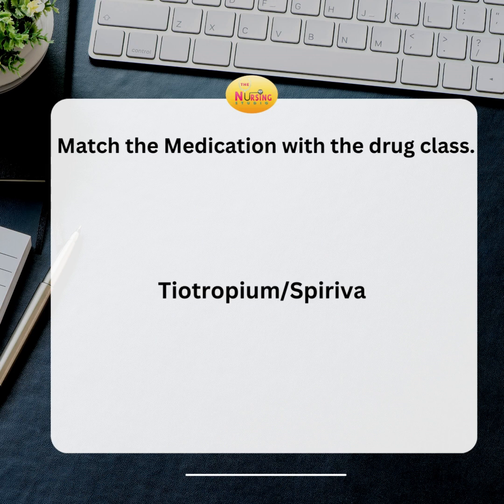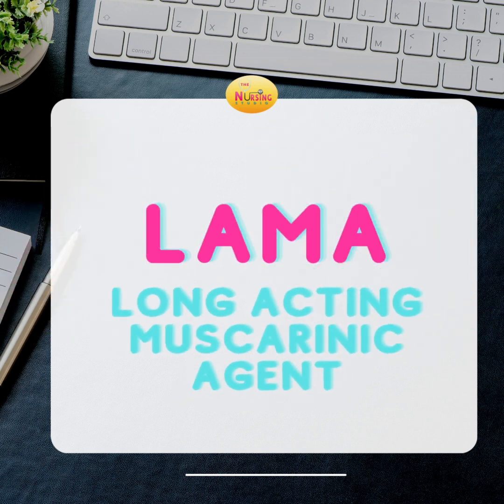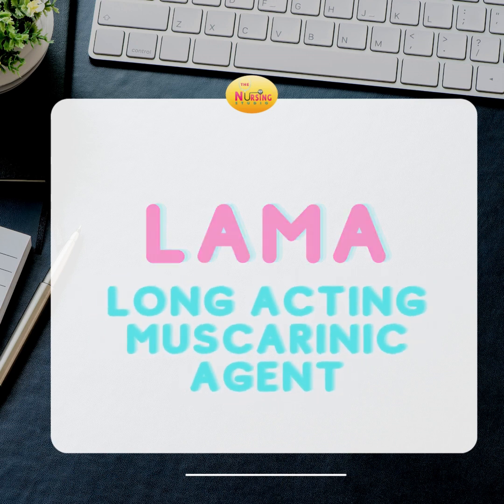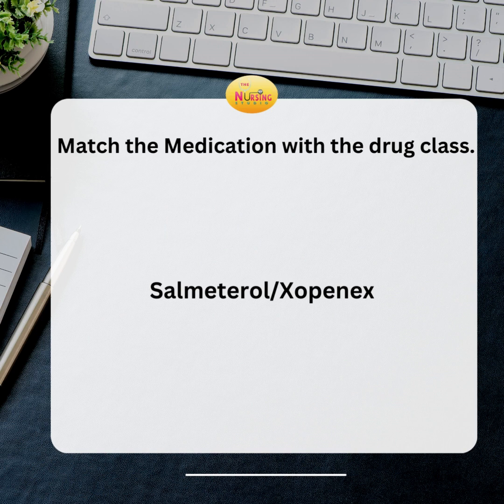All right. How about tiotropium, also known as Spiriva? What you got for that one? What drug class is that? That's a LAMA, right? A long-acting muscarinic agent or antagonist. How about salmeterol, also known as Serevent? What drug class do you have for this one? Tell me what you got in the comments. Let's see how you do.